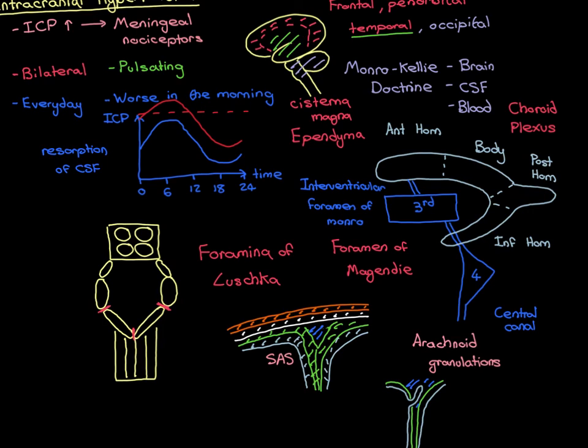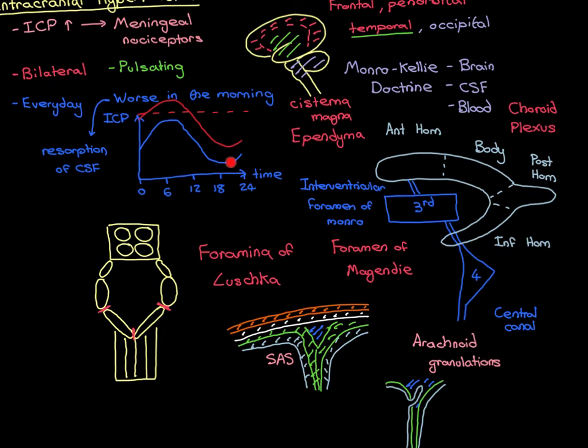So it's worse in the evening because there is a circadian fluctuation in the resorption. It's worse in the morning rather. It's worse in the morning because overnight there is a circadian fluctuation in the resorption of CSF, and it is much, much lower in the evening. Whereas in the daytime the resorption of CSF goes up hugely.